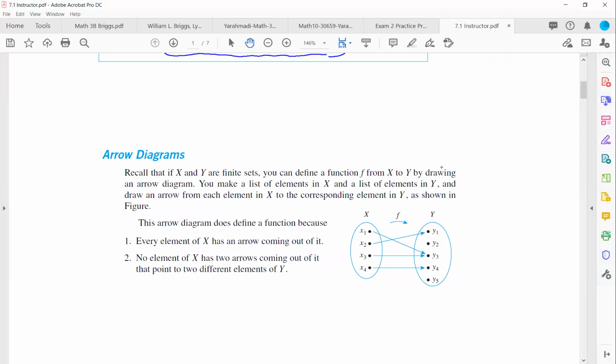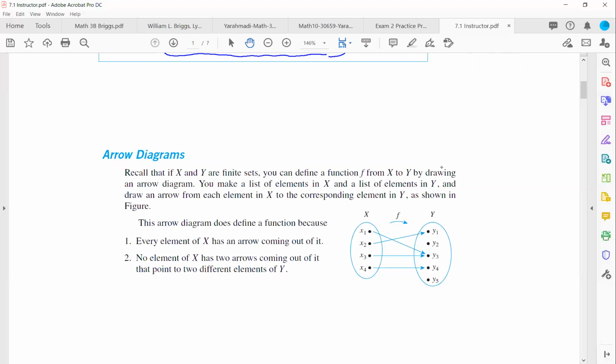If we have finite sets, sets where we can actually count the elements, it's easier to use arrows to represent a function. This is called an arrow diagram for the function. So recall that if X and Y are finite sets, you can define a function f from X to Y by drawing an arrow diagram. You make a list of elements in X and a list of elements in Y, and then you draw an arrow for each element in X to the corresponding element in Y.